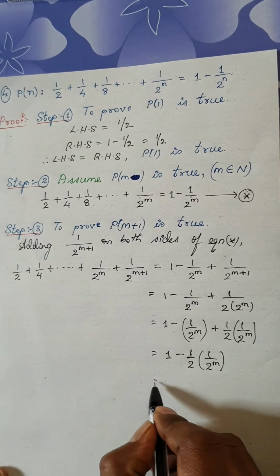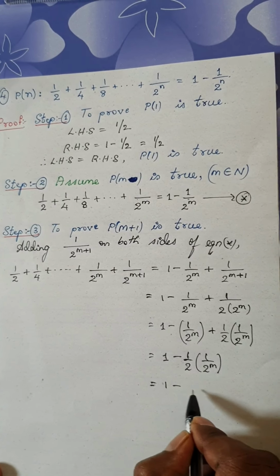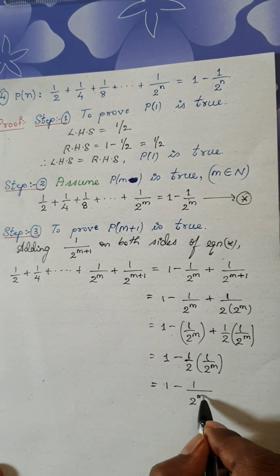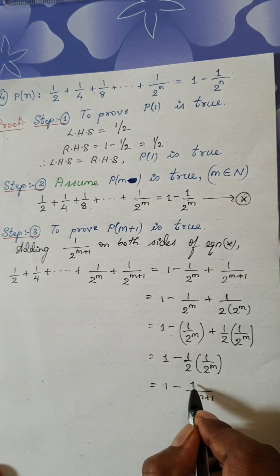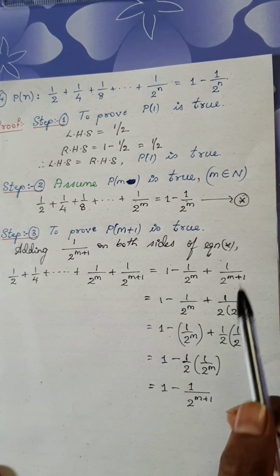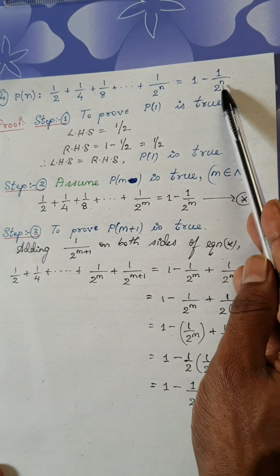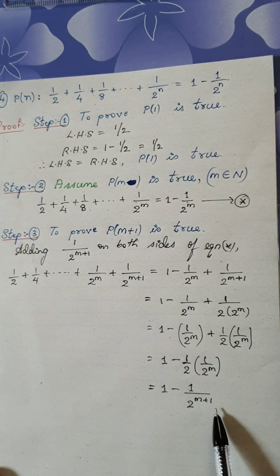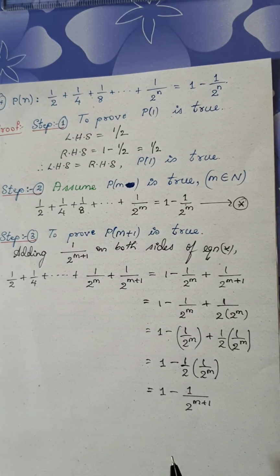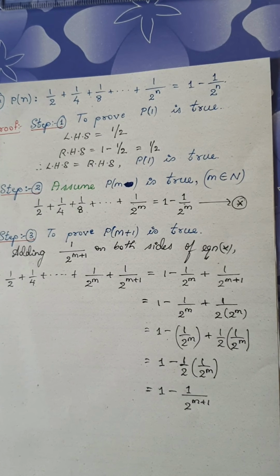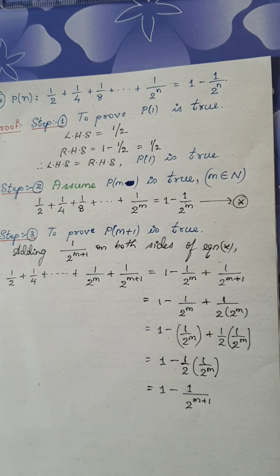Now I'm going to write it the other way. So this is nothing but 1 minus 1 divided by 2 into 2 power m, which is 2 power of m plus 1. If you want, you can check that. The RHS in the general term is 1 minus 1 by 2 power n. In place of n, I have got m plus 1. So this concludes my step 3. Therefore, P of m plus 1 is true can be easily written.